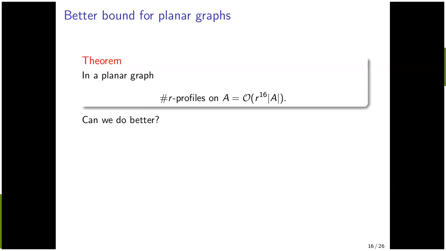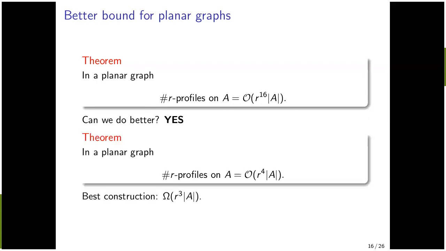Can we do better? The answer is yes, we can do much better, because we managed to improve this 16. We replace it by 4. So the number of R profiles on A is big O of R to the 4th times A. And now I will explain how to obtain this much more precise bound.